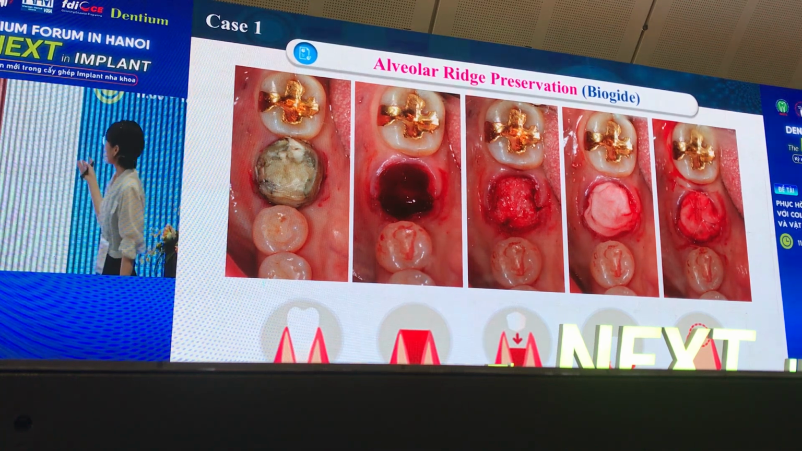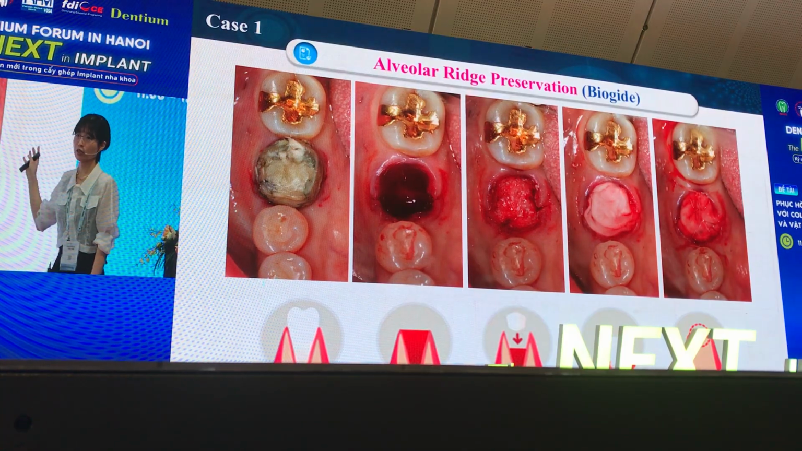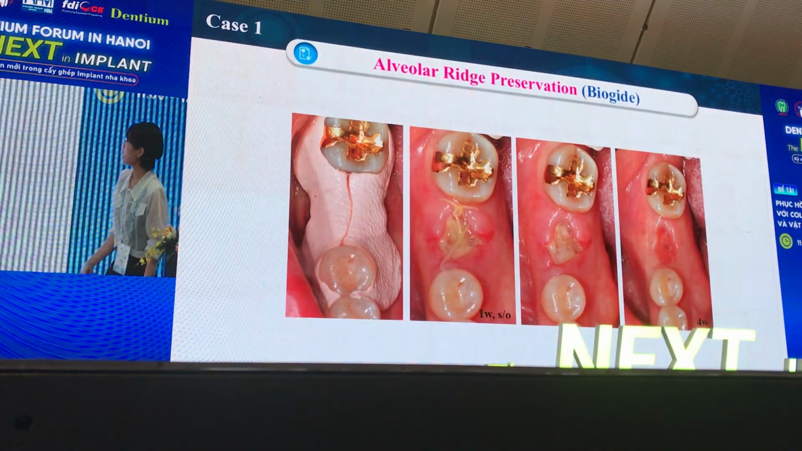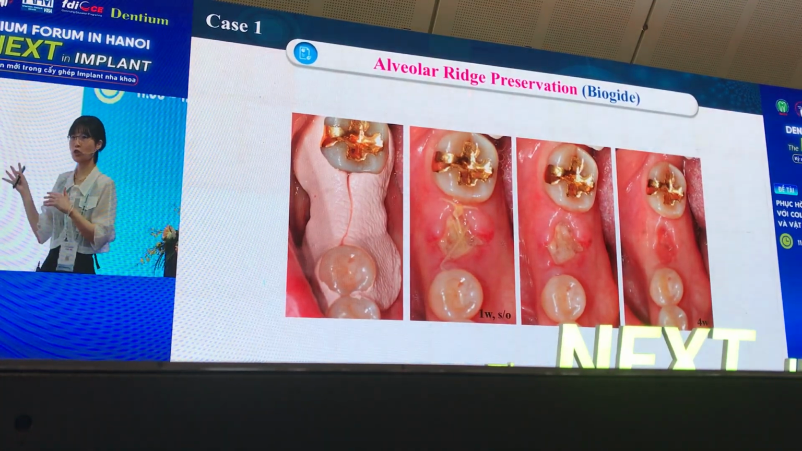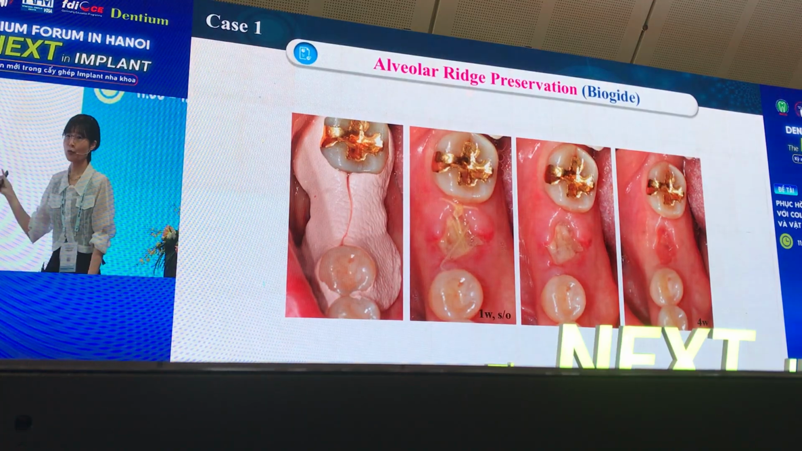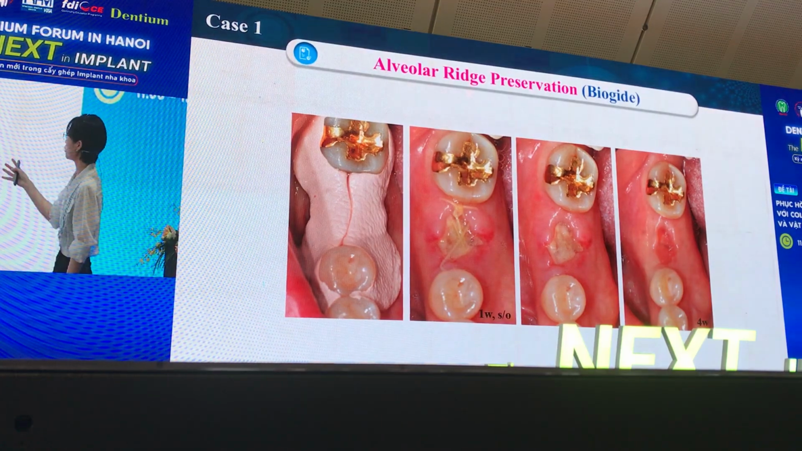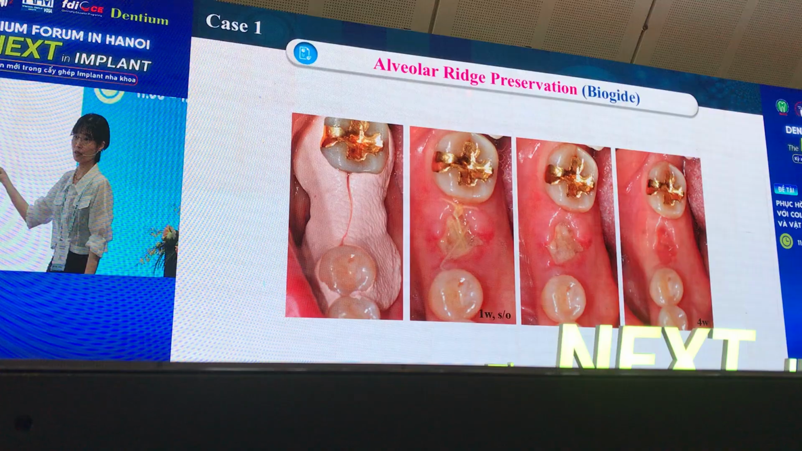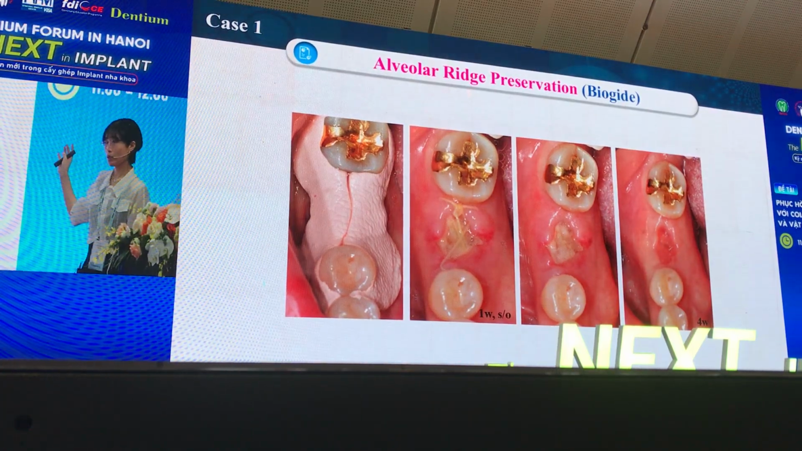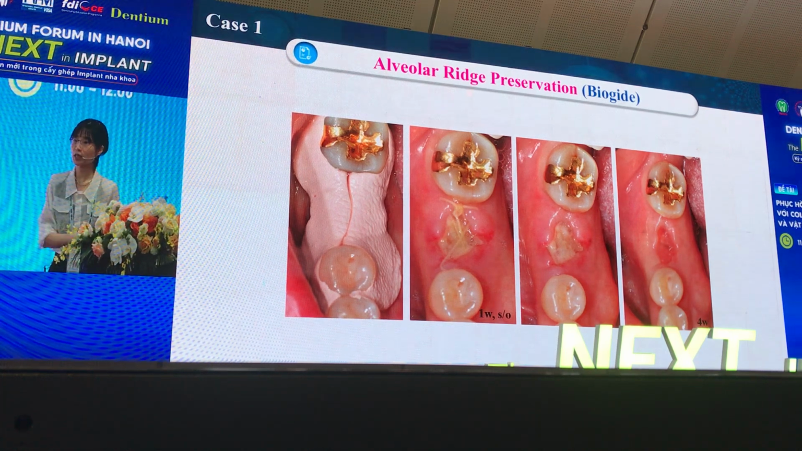And then, because I always do the open healing in the case of ARP, I used to do the hidden access suture like this. And then I apply the Coe-Pak for the patient's comfort. And then you can check that after 1 week, when I do the stitch out, you can see the soft tissue is well healed, right? And after 4 weeks, it shows well healed soft tissue, right?